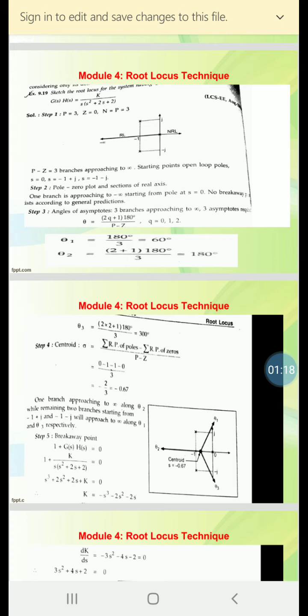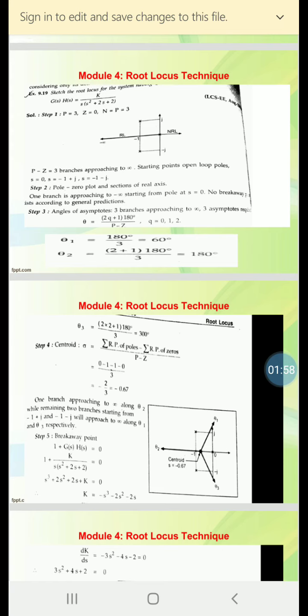Then we have to see how many branches are approaching infinity. So we have to determine P minus Z. P minus Z is equal to 3. Due to that, 3 branches are approaching infinity, with starting points at the open loop poles as there are no zeros. So what are the pole locations? s is equal to 0, s is equal to -1 + j, and s is equal to -1 - j. The second step is pole-zero plot and sections of the real axis.